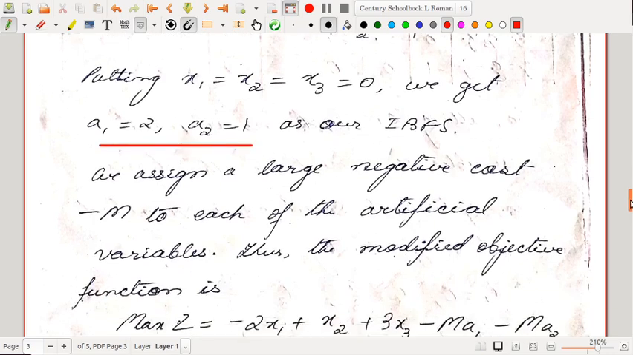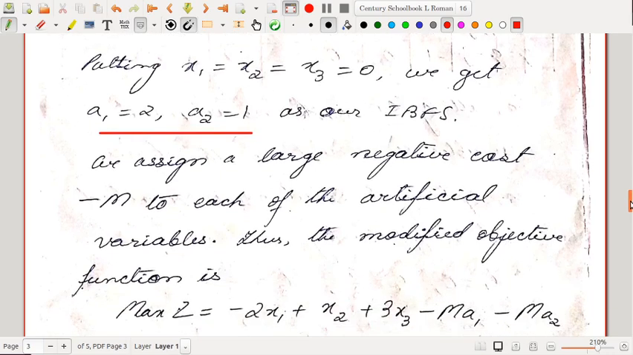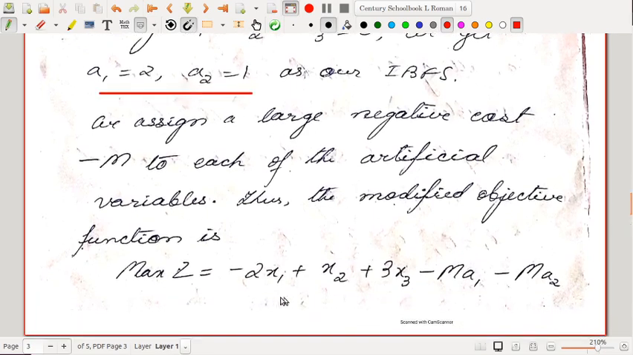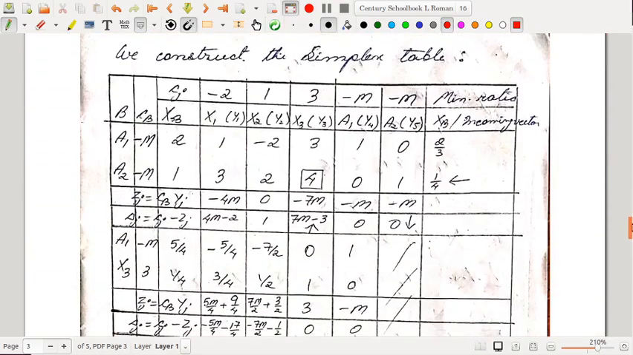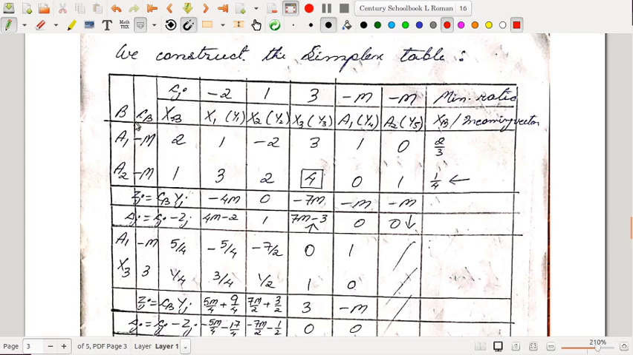We assign a large negative cost minus M to each of the artificial variables. Hence the modified objective function is this. This is the original part given in the problem, and this is the extra part, minus M a1 minus M a2. Next, again we construct the simplex table like the previous problem. Initially we have a1 and a2 inside the basis, and their costs are minus M and minus M. You compute those delta j.